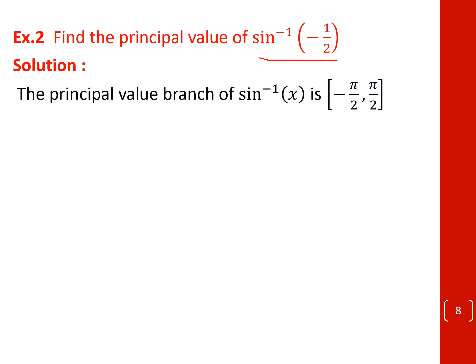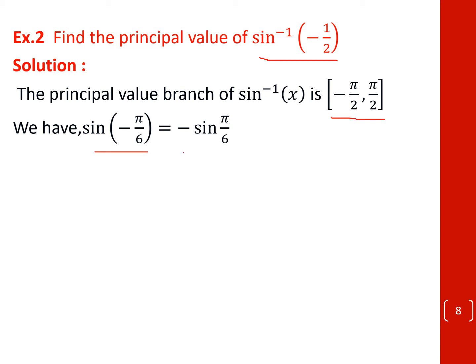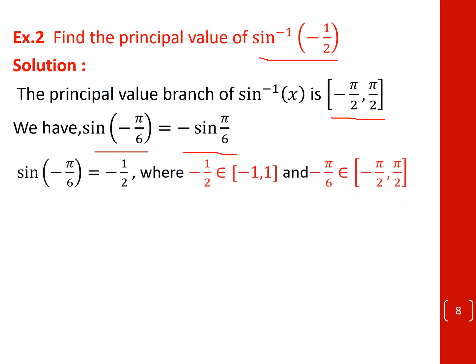Solution. We know the principal value branch of sine inverse x is the closed interval minus pi by 2 to pi by 2. And also we know, student, sine of minus theta is equal to minus sine theta. Therefore, sine of minus pi by 6 is equal to minus sine of pi by 6. So, sine of minus pi by 6 is equal to minus of sine pi by 6, which is 1 by 2. So, sine of minus pi by 6 is equal to minus 1 by 2.